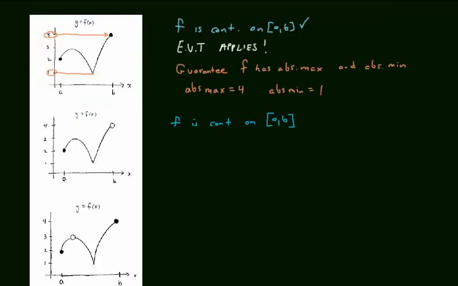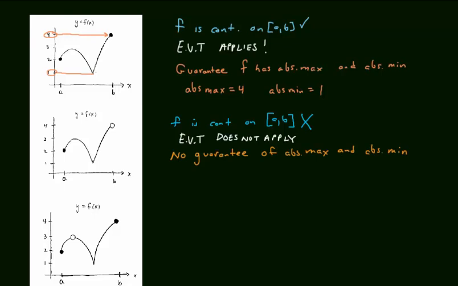In the second diagram, I wrote f is continuous on the closed interval a to b. Unfortunately, this is just not true. At b, the function is not continuous. So this is not true, and the extreme value theorem does not apply. There is no guarantee that there'll be an absolute max or an absolute min. We can still look for them, but there's not a guarantee that there's going to be one for each.